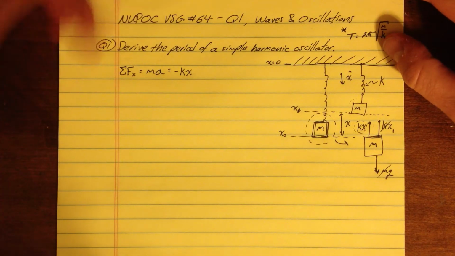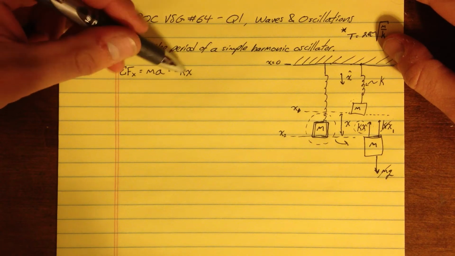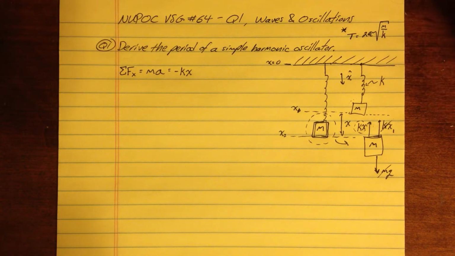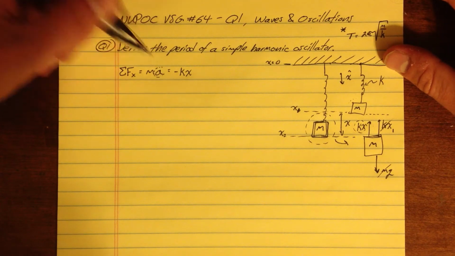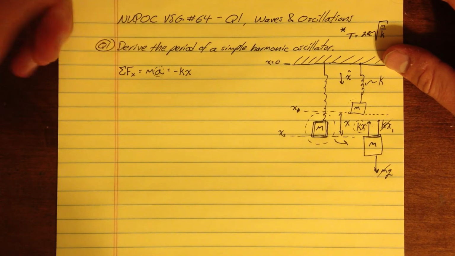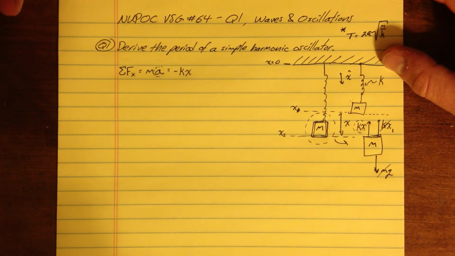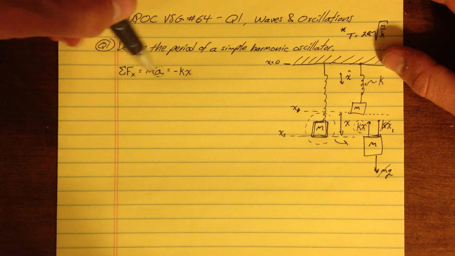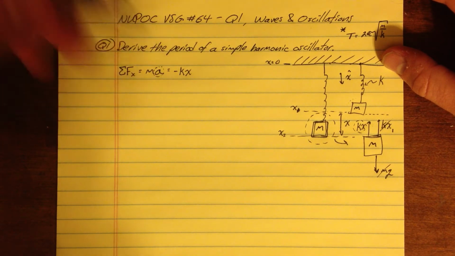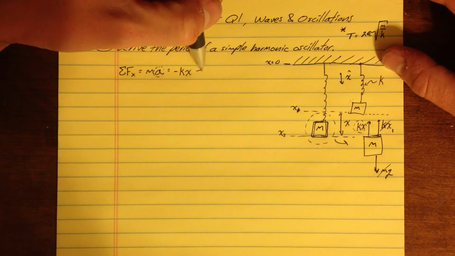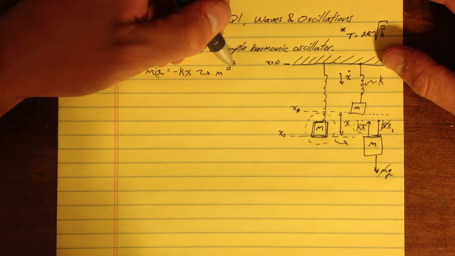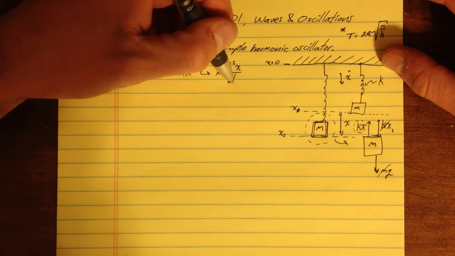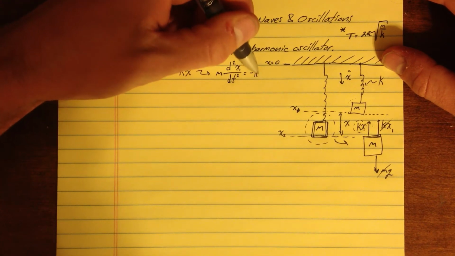So from here, where do we go? Well, we want something in terms of x, right? So we know a in terms of x, because we know acceleration is just the second derivative of position. So let's go ahead and do that. Let's sub in the second derivative of position for acceleration, and we'll get ourselves a differential equation. So we'll have something like m d squared x over dt squared equals minus kx.